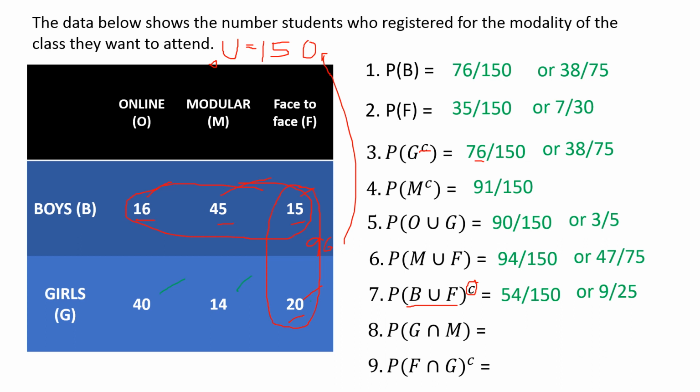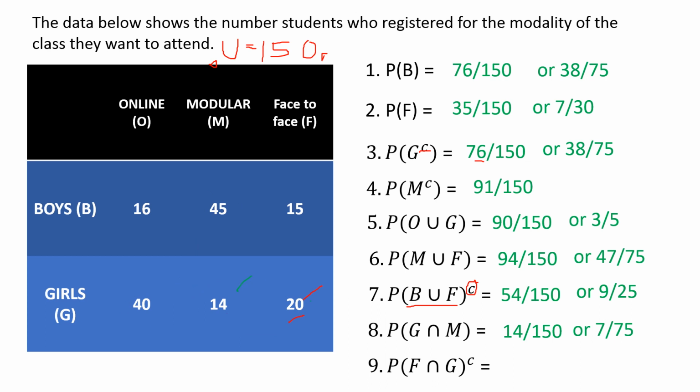Number 8. Let us now have the intersection. We are asked to find the intersection between G, which means girls, and modular. For the girls, here are the girls. And for the modular, here are the modular. But since we are dealing with intersection, we are going to only use the common region or shared area. The shared area between modular and girls is the number 14, a frequency of 14. So therefore, the answer is 14 over 150, or further simplified as 7 over 75. Next one, number 9.